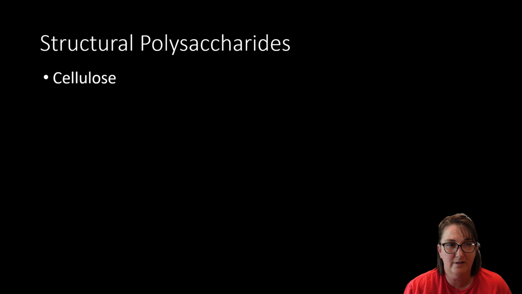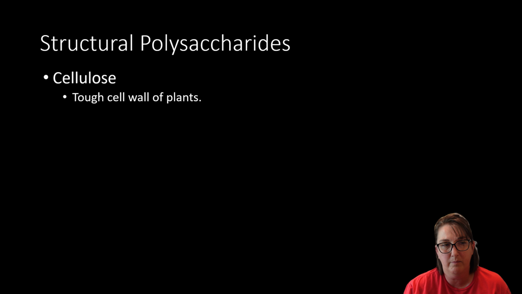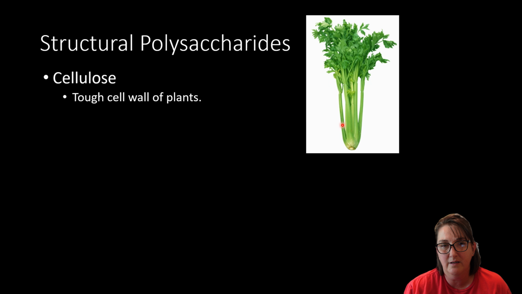Cellulose is the last one. This is a structural polysaccharide. This is going to be the tough wall of the plants. So celery, these little hard parts outside, is going to be the cellulose. This is undigestible in humans, but it's good. We need it to be able to scrub our intestines, get rid of certain waste inside there.